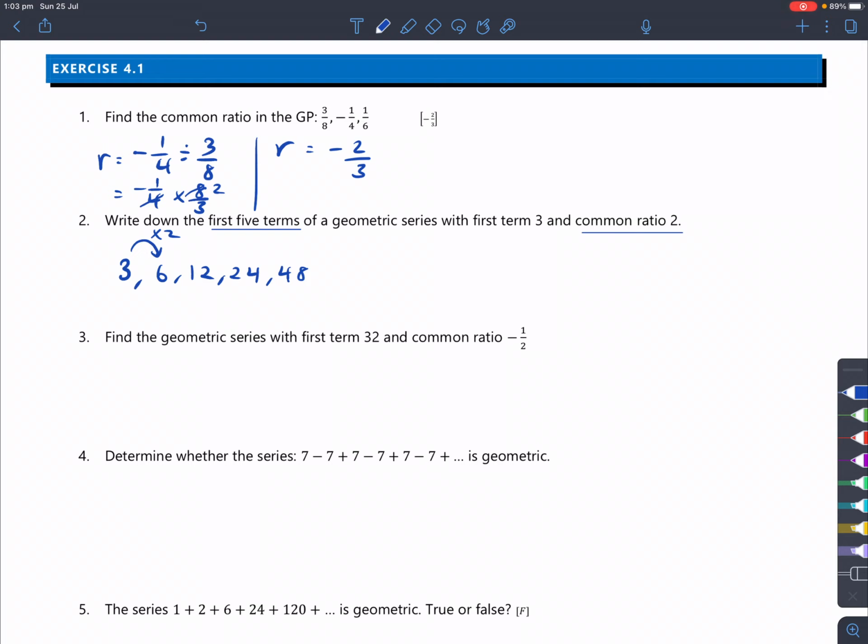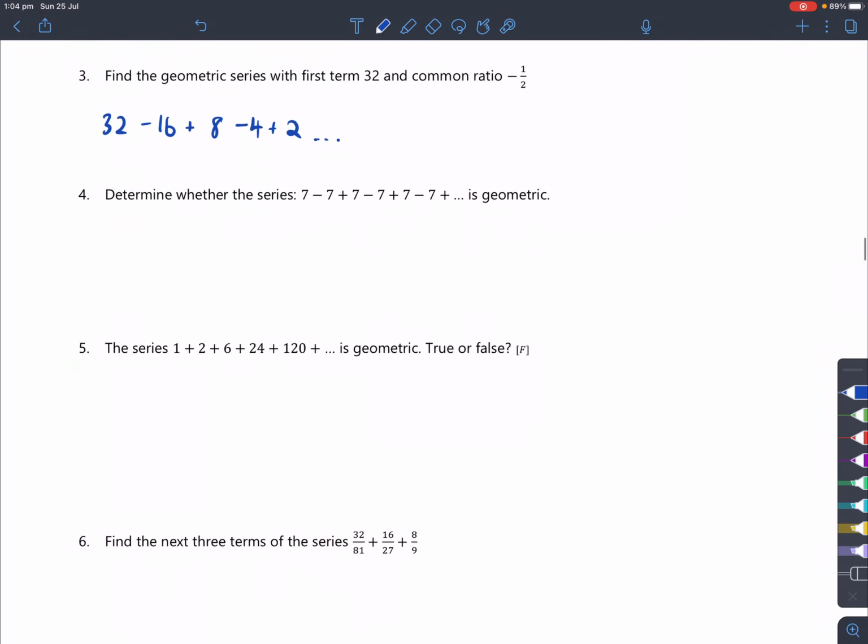Question 3. Find the geometric series with first term 32 and common ratio negative half. So we'll start off with the number 32, multiply it by negative half, and that will give us negative 16. Multiply by negative half again, and that will be 8. Multiply by negative half again, it will be negative 4, then 2, and so forth. But because it's a series that they want you to do, I apologize if you wrote this already, they just want you to write down a sign in between them. So there's 32 minus 16, plus 8 minus 4, and then plus 2, and so on.